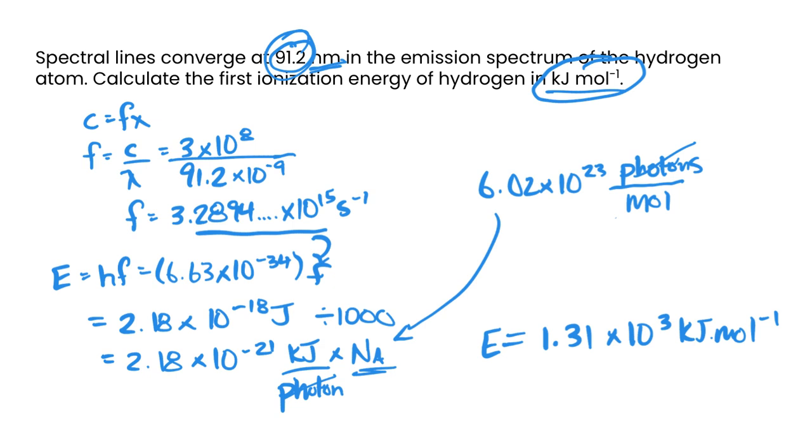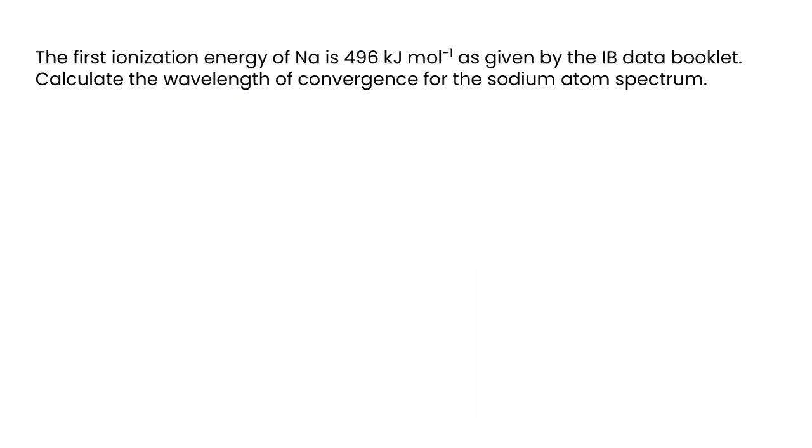So if we went and now looked up what the first ionization energy of hydrogen is in the periodic table, this should be the same value, which it is. So that is awesome. Let's look at one more example. We're going to go backwards now. So we're going to take the first ionization energy of sodium, which is 496 kilojoules per mole.